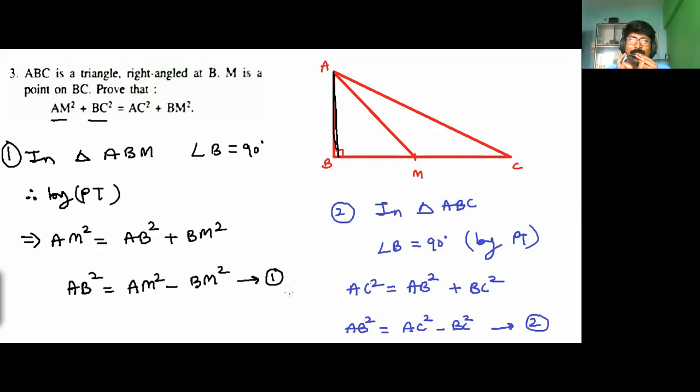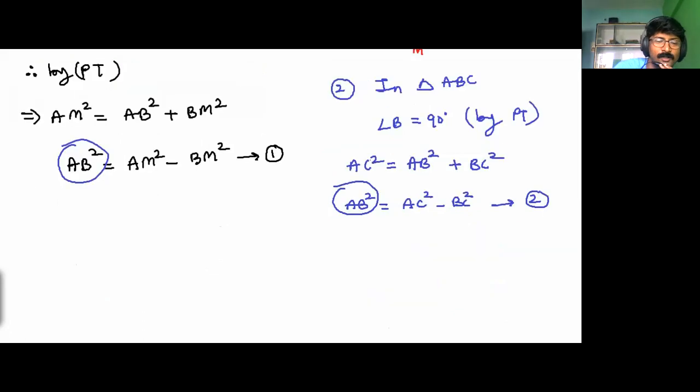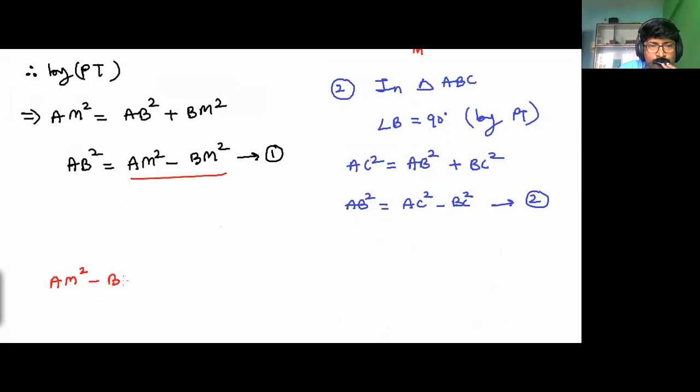Now if we equate statement number 1 and 2, look at this. This is in terms of AB square and this is also in terms of AB square. How do I come to know why I have to make this in AB square only? Because in these two triangles, AB is the common side. So I made the statements in terms of AB, and now you'll see the magic. Once you compare them, look very carefully. AM square minus BM square is equal to AC square minus BC square.